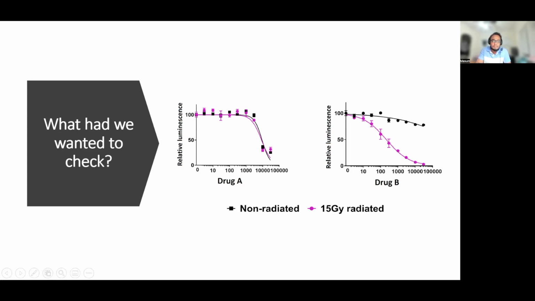Look at drug A. Here are two groups of cells: non-radiated, meaning proliferating non-senescent cells, and 15 gray radiated cells, meaning non-proliferating senescent cells. Drug A kills all of the cells regardless of radiation or proliferation status. Drug B selectively killed the senescent cells. That means drug B can be a senolytic drug, not drug A. So we are looking for a drug equivalent to drug B. In my upcoming slide, our goal is to find out which is our drug B.